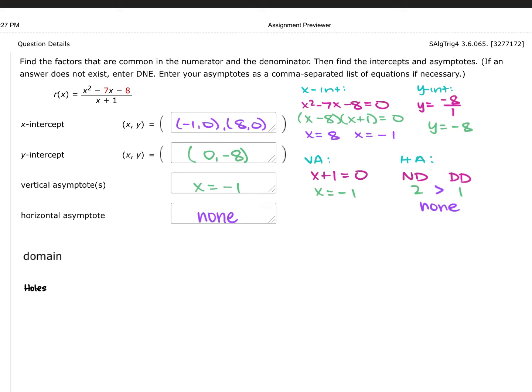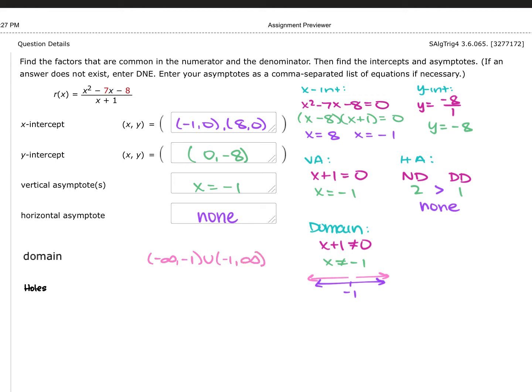Next, you are going to find your domain. Take your denominator, that x plus 1, set it not equal to 0, and solve. Move your 1 over by subtracting it, you get that x cannot equal -1. So on your number line, the only number that would not be covered is that -1. So that means that in your interval notation, you're going from negative infinity up to -1 with a union from -1 to positive infinity.